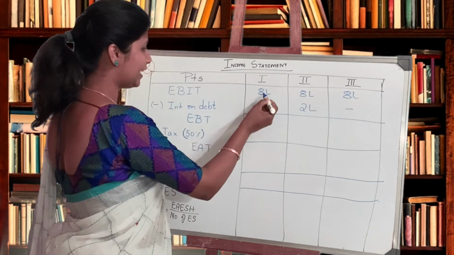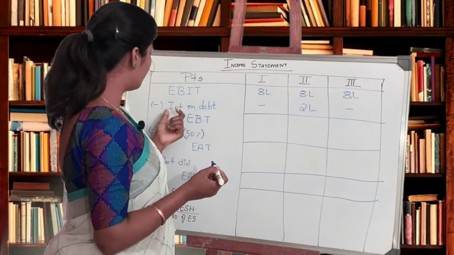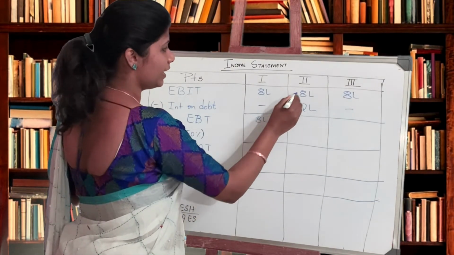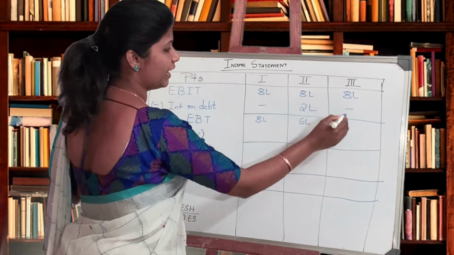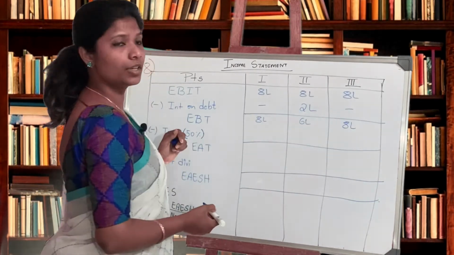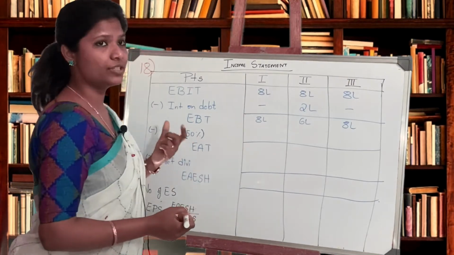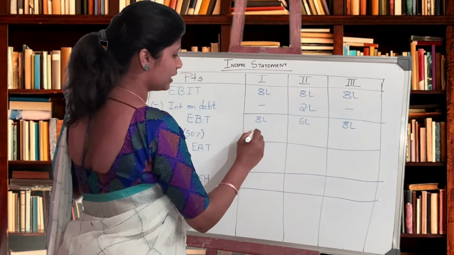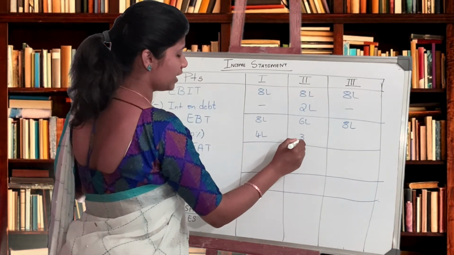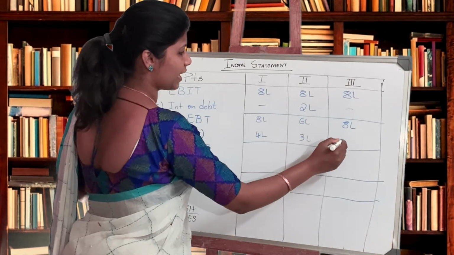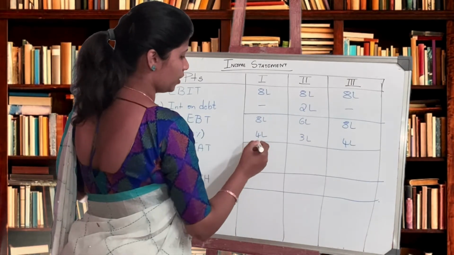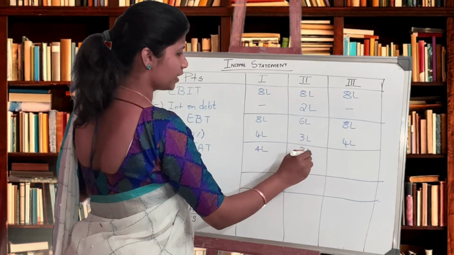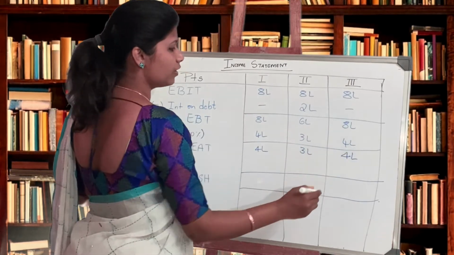Okay. So we deduct interest on debenture from EBIT. We arrive at earnings before tax: 8 lakh, 8 minus 2 is 6 lakh, and 8 lakh. Got it? Next, tax. The question says consider tax as 50%. So half of 8 lakh is 4 lakh, half of 6 lakh is 3 lakh, half of 8 lakh is 4 lakh. So the balance carried forward, earnings after taxes, is 4 lakh, 3 lakh and 4 lakh.